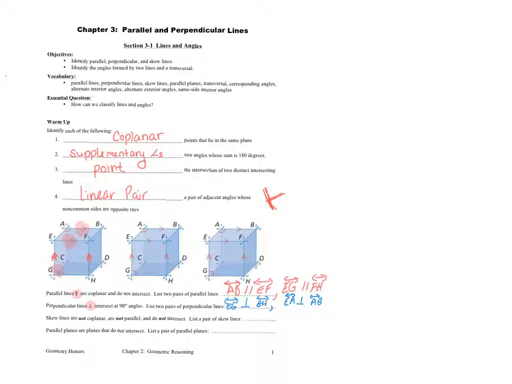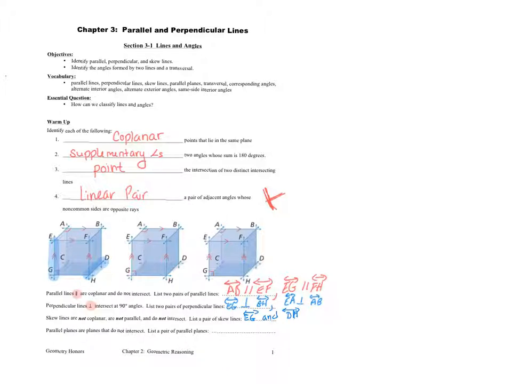Okay, skew lines are not coplanar, not parallel, and do not intersect. Basically, they have no relationship whatsoever. So, for example, you could say like EG and DH. So line EG and DH. There's no symbol for skew lines that we're going to use. So that's our answer.